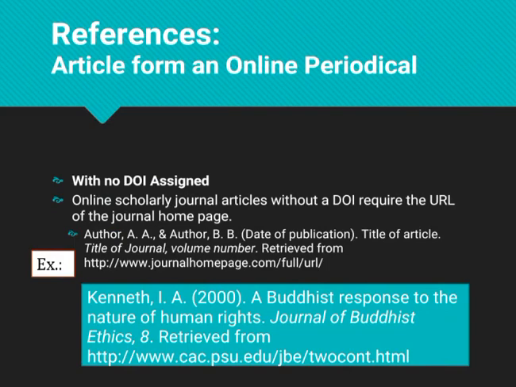Then articles from online periodicals with no DOI assigned. An online scholarly journal article without a DOI requires the URL of the journal homepage. Then we have the example: Kenneth, I. A. in 2000, A Buddhist response to the nature of human rights, Journal of Buddhist Ethics, 8, retrieved from. We have added the words "retrieved from", and then we put the URL from where we have taken this reference.